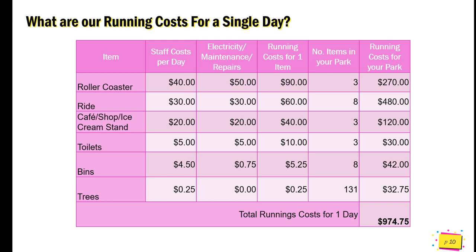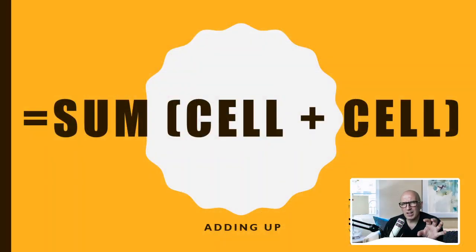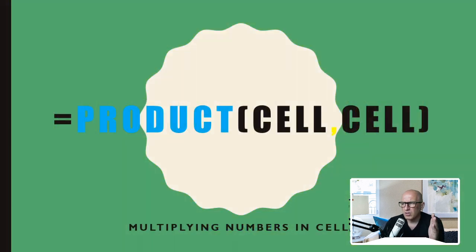So the one thing I like in spreadsheets is that I'm able to go and use a thing called sum. And sum is where I can tell a particular cell to be added to another cell. This is just simply adding up. But I can also make it multiply, because I need to multiply the number of items in my park by the actual running costs. So that is actually called product. So you'll see that there's a way to write these in a cell. I'm going to show you how this is going to work in a live spreadsheet in a second.